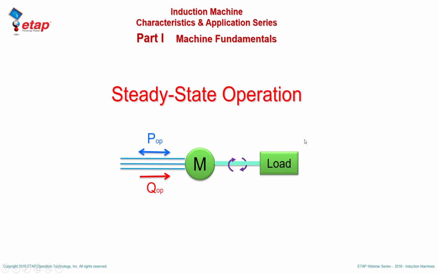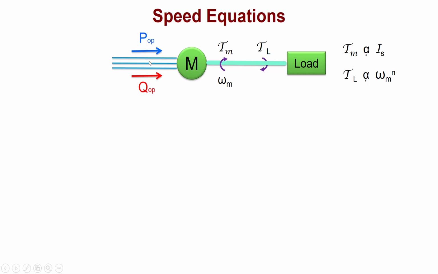The next topic is looking at the steady state operation of the machine. From the stator side, you have P and Q going into the motor. It generates a torque at omega m. T sub m is connected to a load, where T sub L is the load torque. T sub m is proportional to I sub s, and T sub L, the load torque, is proportional to some polynomial of speed. Maybe it's just first order, or second order.